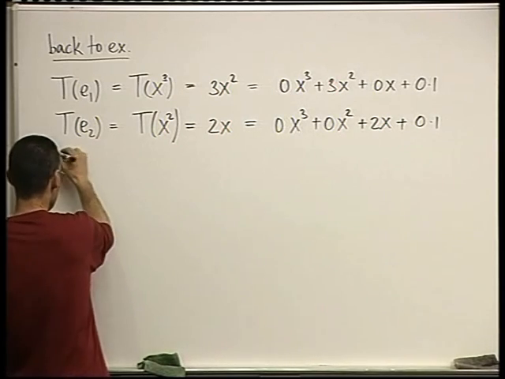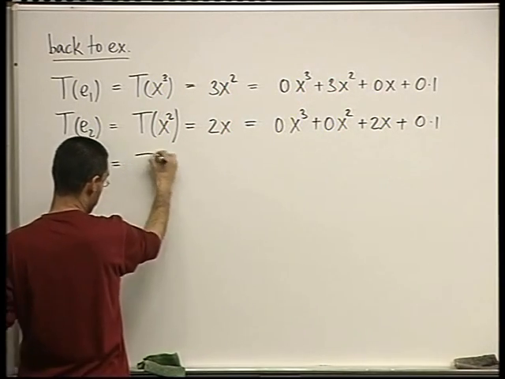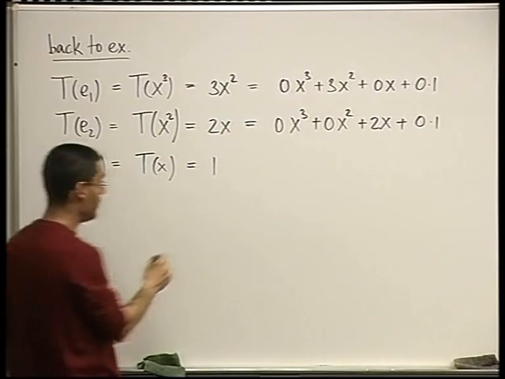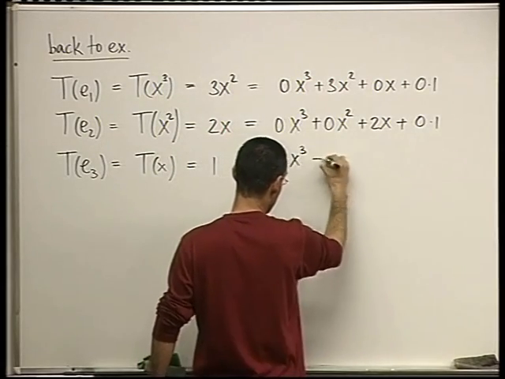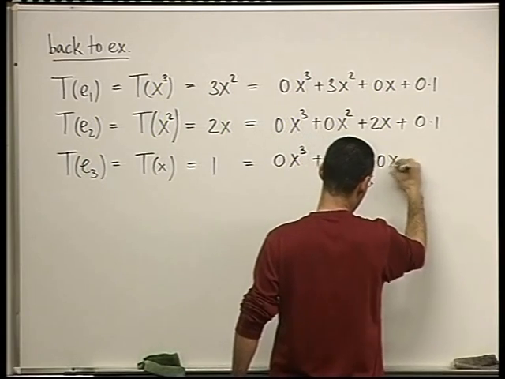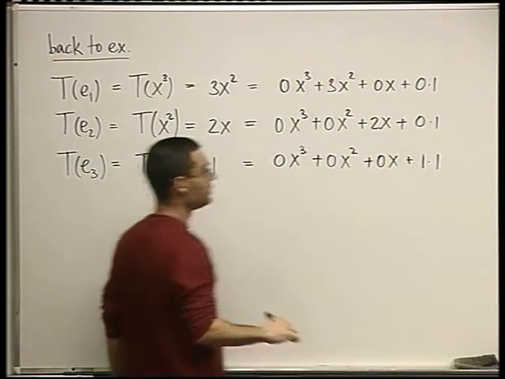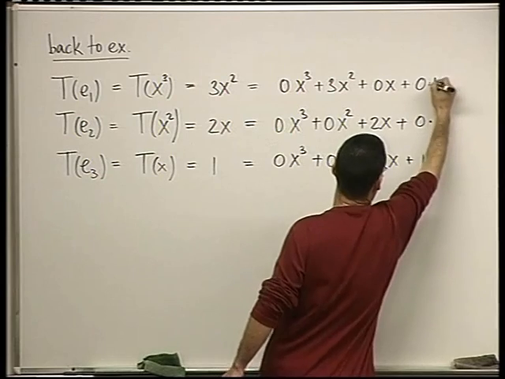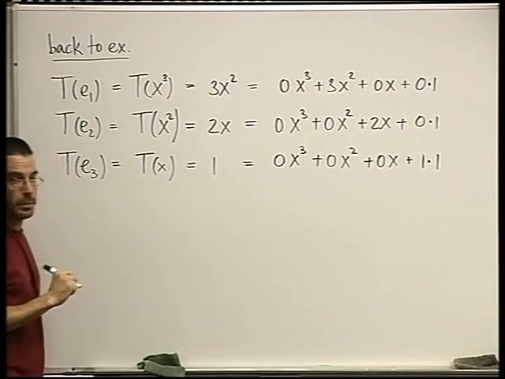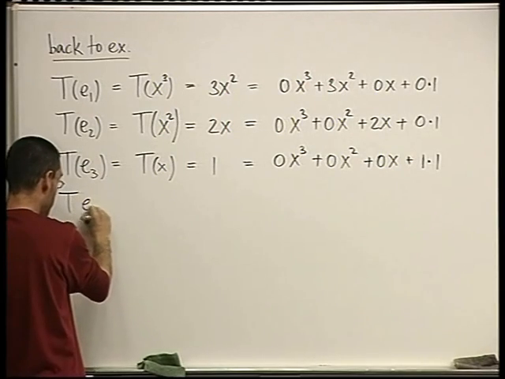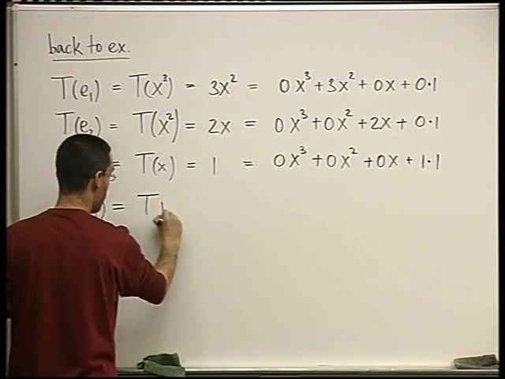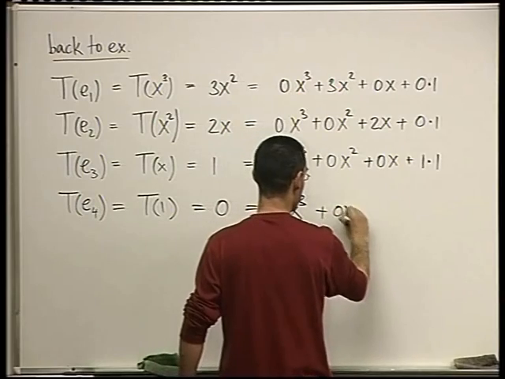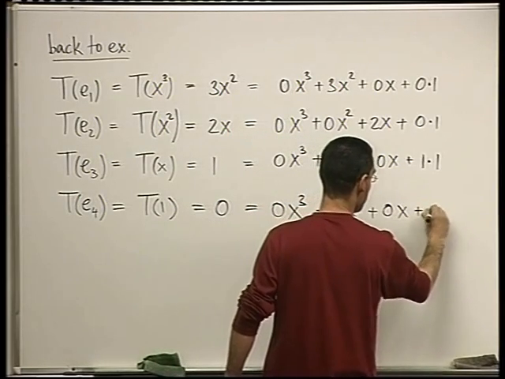Right? T of E3, E3 was x. T of x is, the derivative of x is just 1. That's how T was defined. So it's 0x cubed plus 0x squared plus 0x plus 1 times 1. Right? There's a dot here to indicate that this is a product. There's no mysterious 11 that just showed up. Good? And finally, what is T of E4? It's T of 1. What's the derivative of 1? 0. So it's just 0x cubed plus 0x squared plus 0x plus 0 times 1.